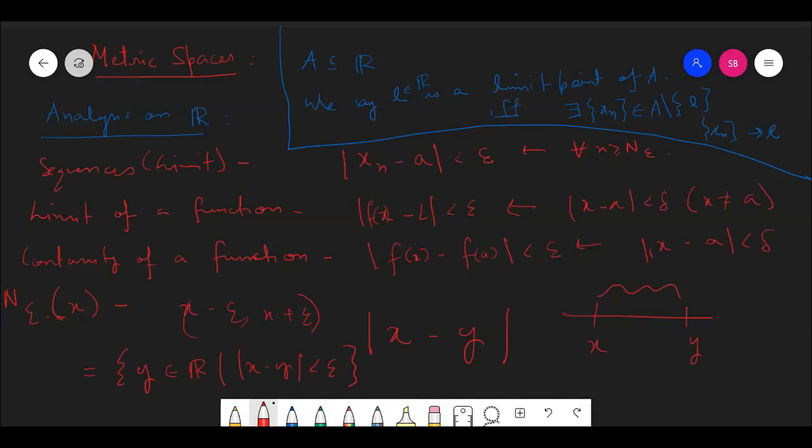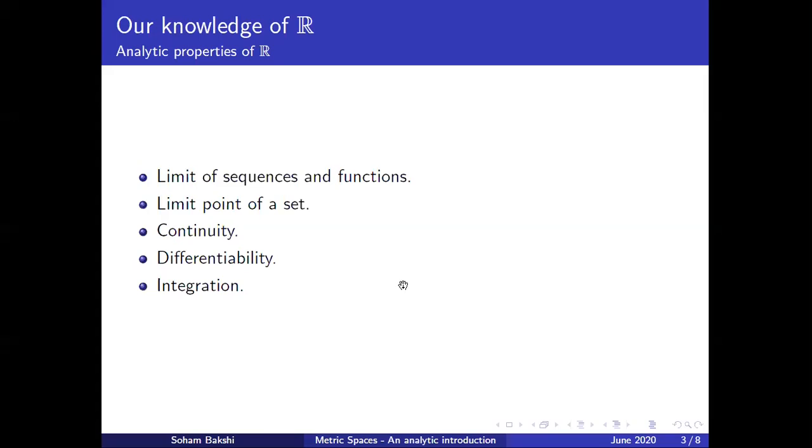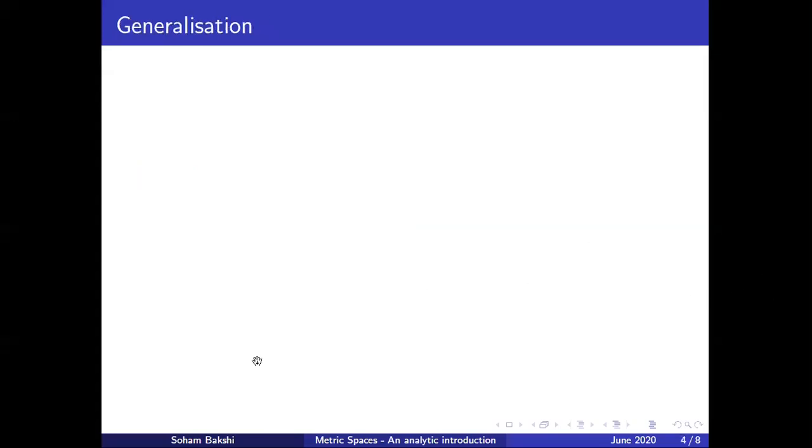So here also we need this thing, mod of x minus y. So this is the observation here. Many things we are doing in the analysis of R, we are just using the property of distance of two points on R. So now let's see how we can generalize this. Then we come to the generalization.